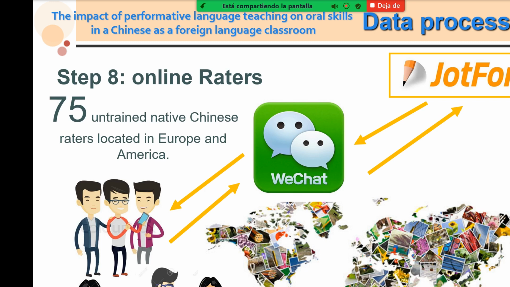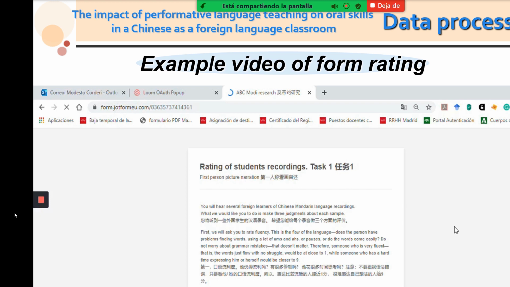And we also use WeChat, right? With this very popular application. We used WeChat, and we found 75 raters, that is Chinese native speakers who were living in Europe and America. So we send all this data that we collected from the students in the classroom to these raters, and this is what the raters did, basically.